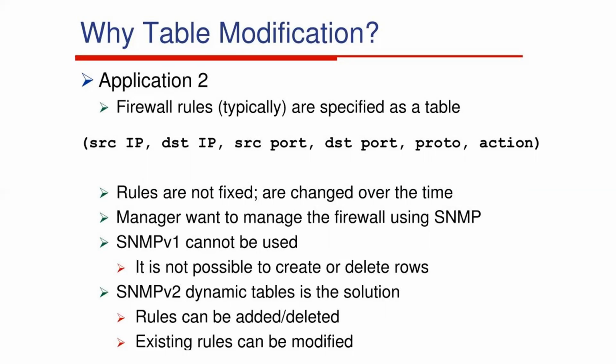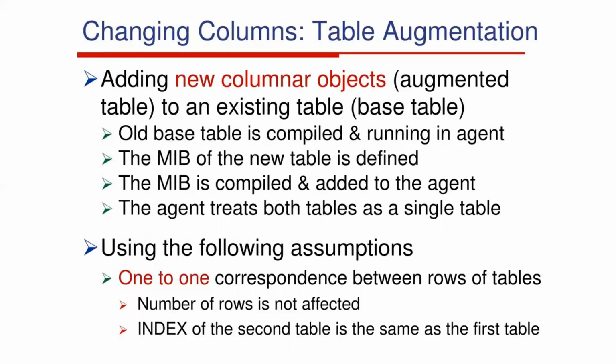Then third point, manager wants to manage the firewall using SNMP. In version 1 it can't be used. It is not possible to create or delete rows. But in SNMP version 2, dynamic table is the only solution, so rules can be added or deleted and existing rules can be modified. These are all things available in version 2. That's why we simply moved to the table modification.